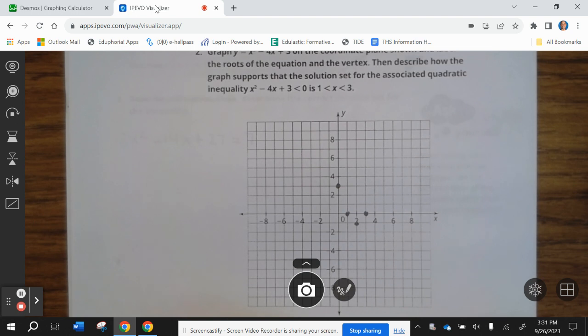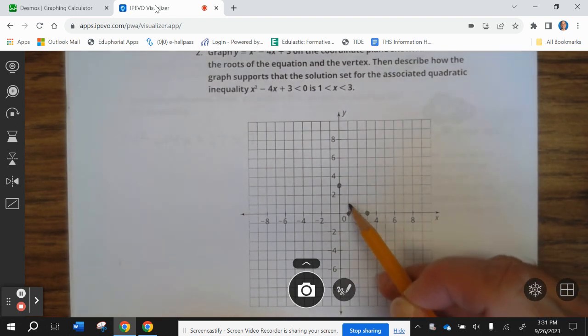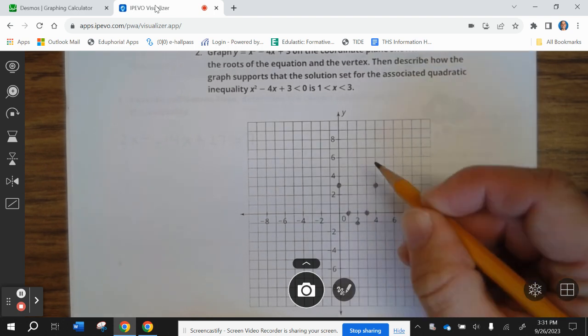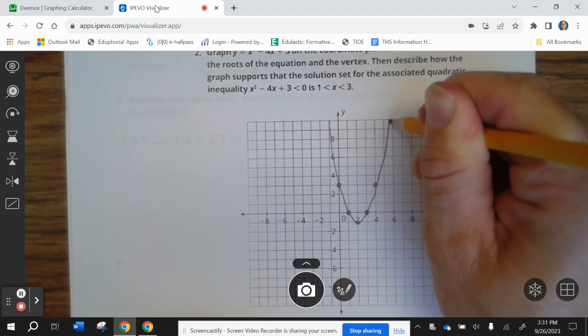Okay. Now, I need a point here, so let's think. If I went up 1, 2, 3 to the left one, from here I go up 1, 2, 3 to the right one. All right, and then there's my parabola. Okay.